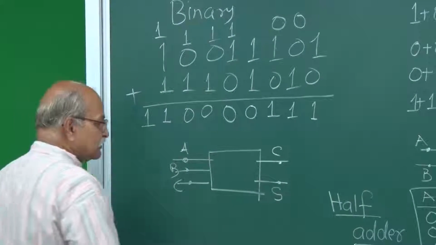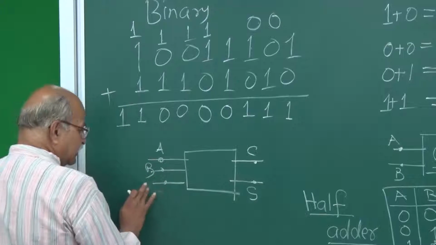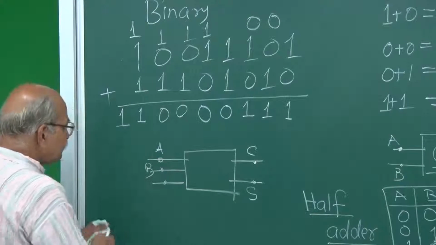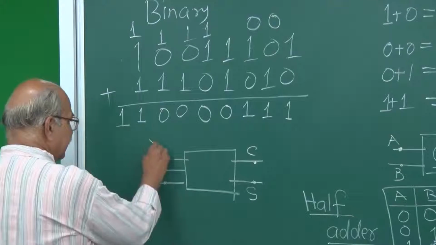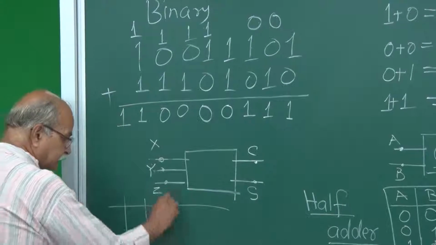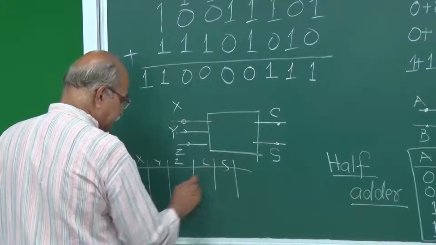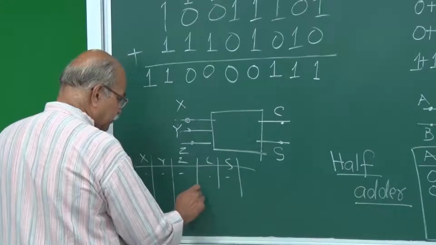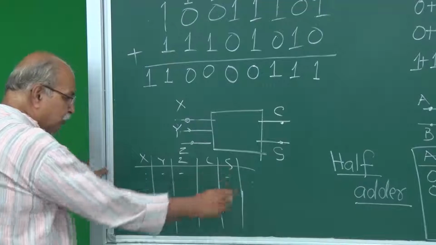This time let me not call it C, C is for carry, let me call it X, Y, Z. No confusion, X, Y and Z. So you can make a table, X, Y and Z, and then carry and the sum, and then you can put numbers here, what should be the carry, what should be the sum. How many rows will be there?